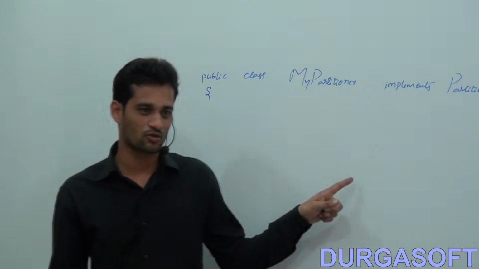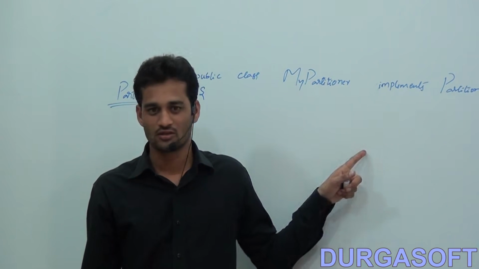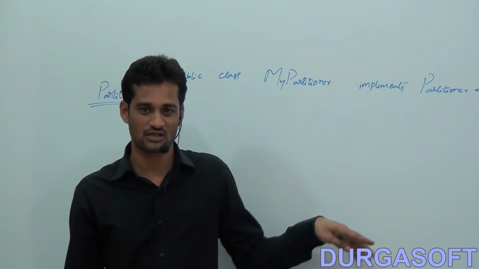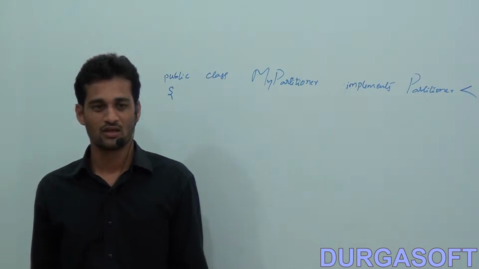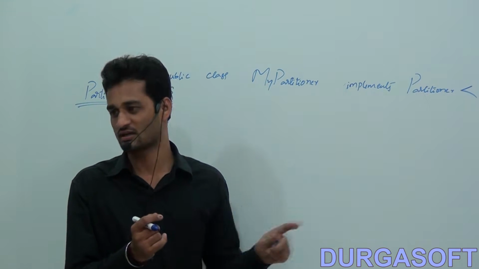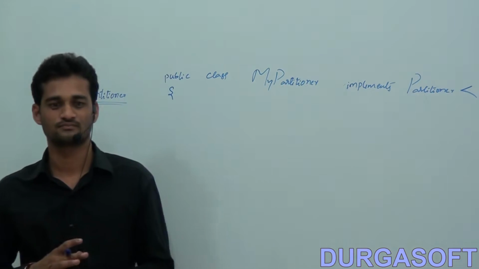The partitioner works in between the mapper and the reducer, right? The mapper gives output key comma value pairs, and the same pairs are passed to the reducer as input key comma value pairs. So the reducer can work only on the output of the mapper, right or wrong? What is the mapper output key type here?